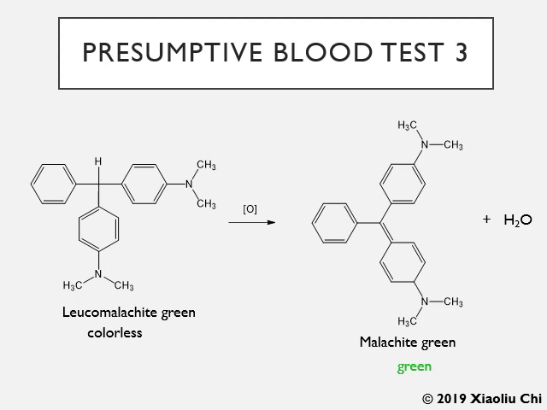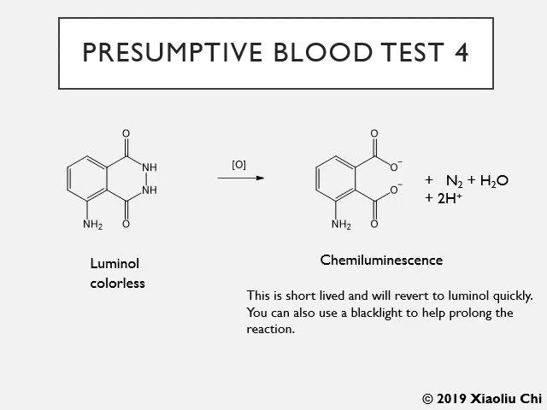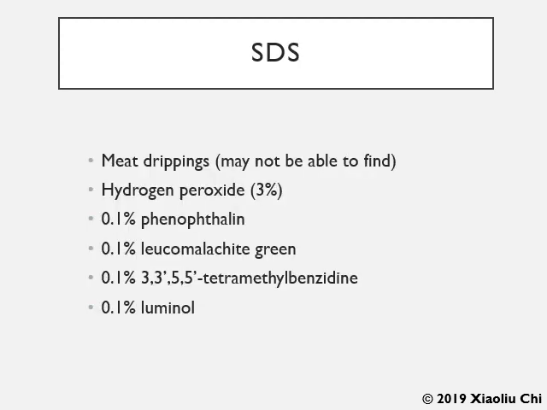The third one you are going to test is leucomalachite green. This compound will be oxidized from colorless to green color by hydrogen peroxide in the presence of a blood sample. The last one is luminol. The oxidized form of this compound shows chemiluminescence. Here is the list of chemicals you need for SDS.